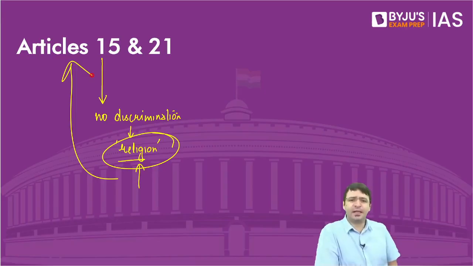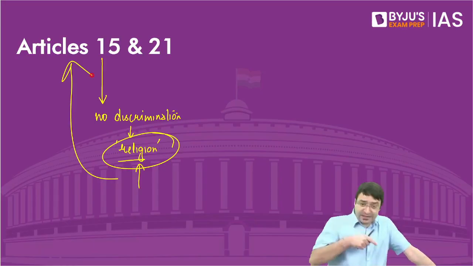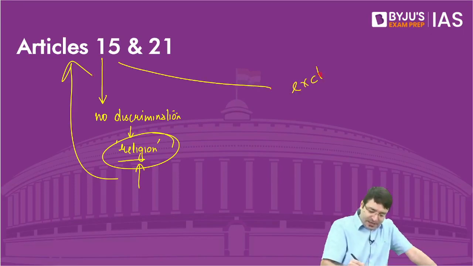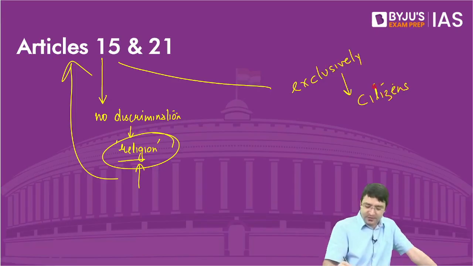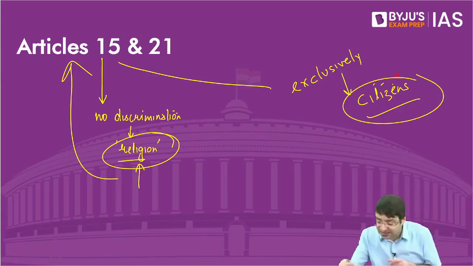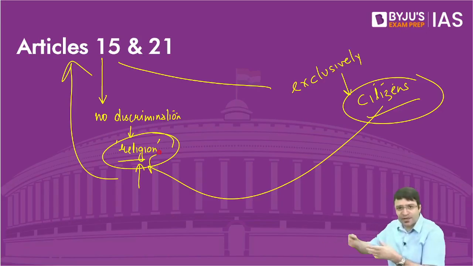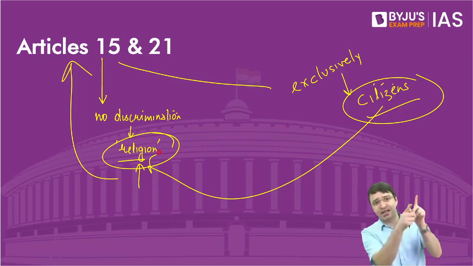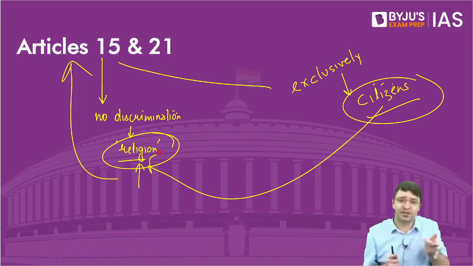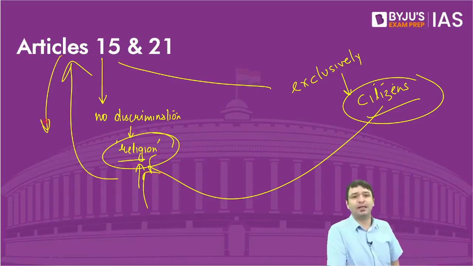Okay, even if we agree that yes, it discriminates on the grounds of religion, but discriminates whom? Citizens or foreigners? Foreigners. Article 15 is exclusively available to citizens. That means the Constitution says the state shall not discriminate against its citizens only on the grounds of religion. Indian citizens are not discriminated on the grounds of religion by CAA. It is the aliens, the foreigners, those who are not citizens of India. They are discriminated on the grounds of religion. So Article 15 is not violated.